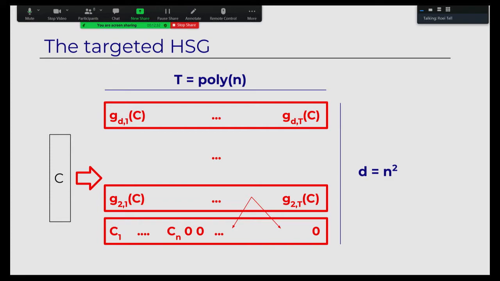And in the bottom row, we have the input gates, right? So this is the description of C. We pad it by zeros just so we have a nice matrix over here. And in the top row, we have the output, f of C, because this is how a circuit works. And in the middle, we have a bunch of gate values.